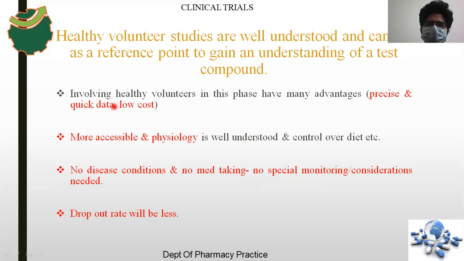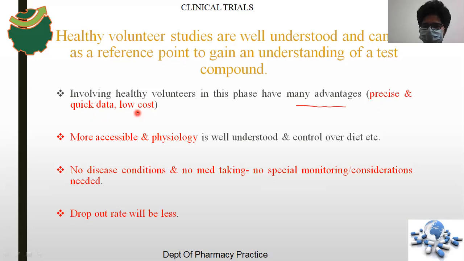So here we are going to see. The first thing is that involving healthy volunteers in these phases has advantages. Obviously, we'll be getting precise results of safety, tolerability, and PK, PD. Because whenever we involve a patient who has a disease condition, it can interfere with our clinical trials, which can lead to bias. That won't be there, so it will be precise. We'll get quick data and it will be low cost.